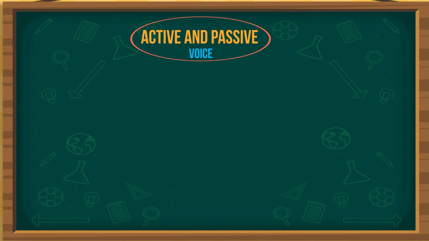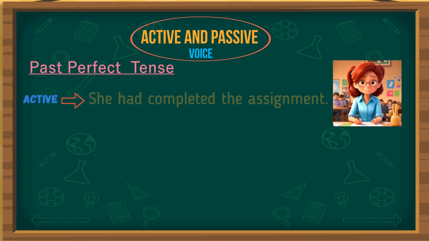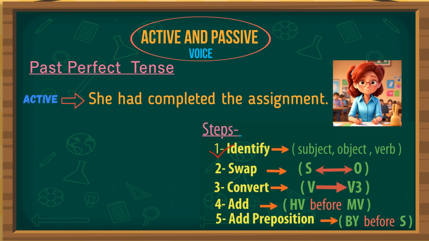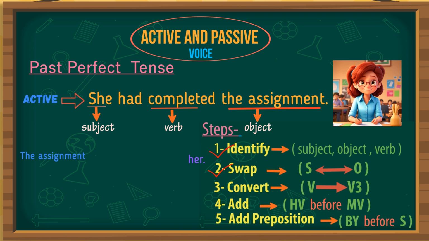Now, let's move on to the past perfect tense. Active voice sentence: she has completed the assignment. Identify the subject, object and verb. Subject she. Verb completed. Object the assignment. In the second step, swap the subject with the object. The assignment comes to the beginning. She transforms into her at the end.